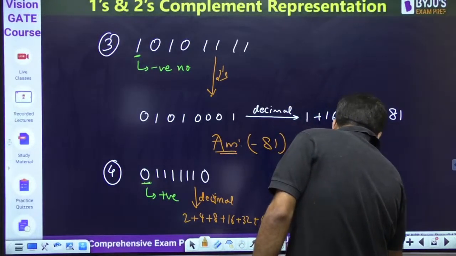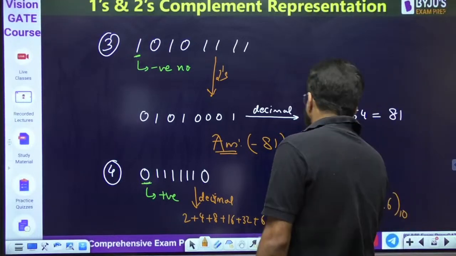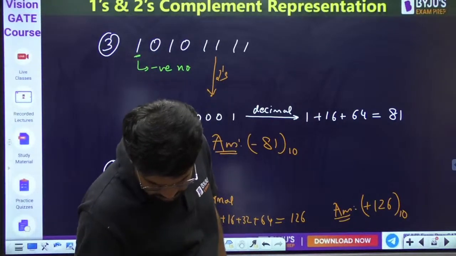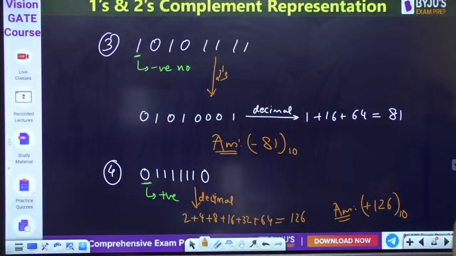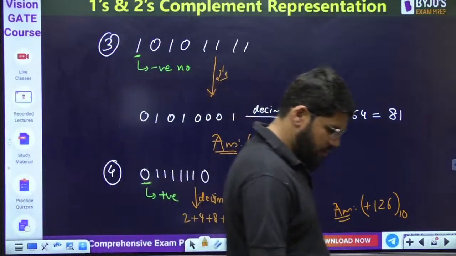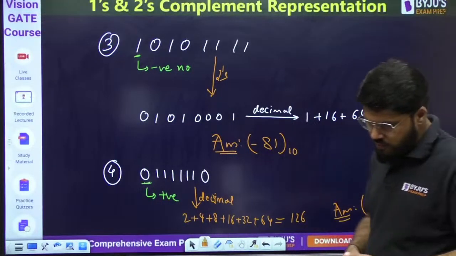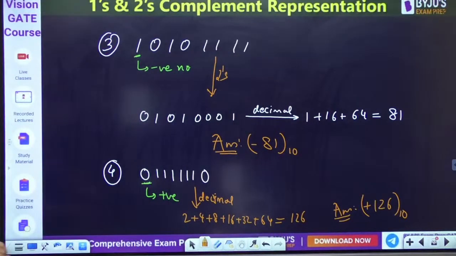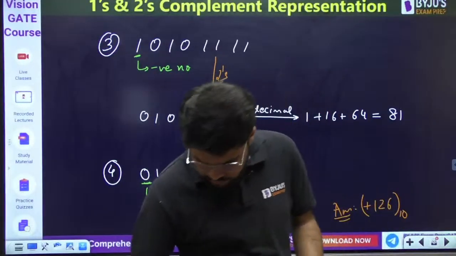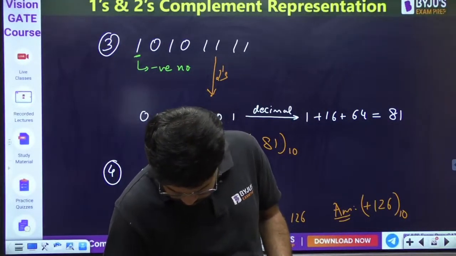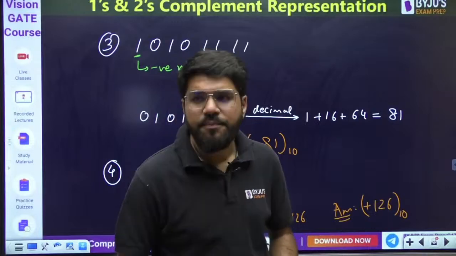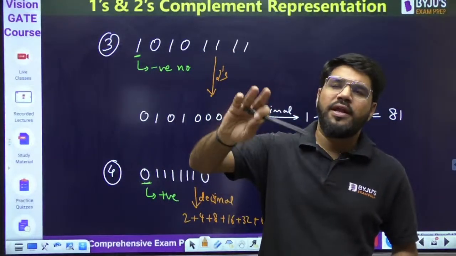So the answer, let me write it with the sign. Positive 126. Please check. Yes, Ramji Patel, correct answer. Positive 126. It is positive 126. Done. So now you know how to convert a decimal number, positive or negative, in a 2's complement machine.